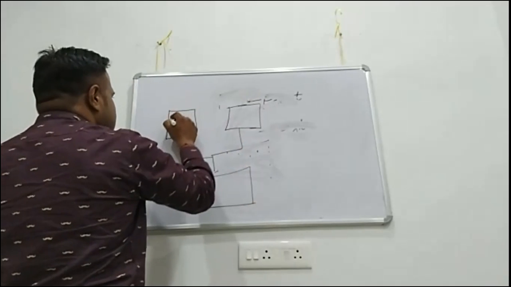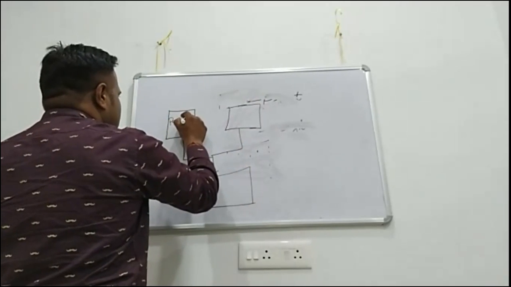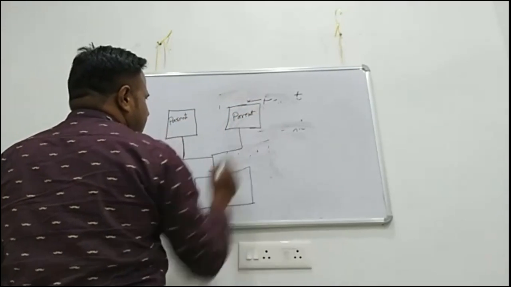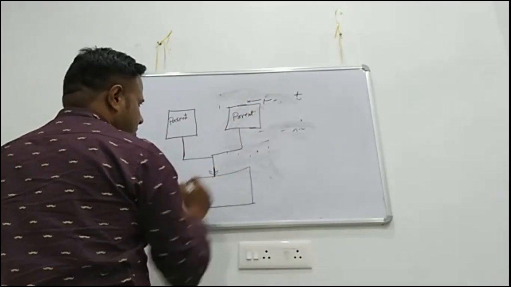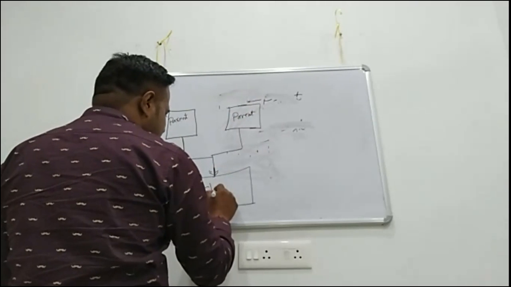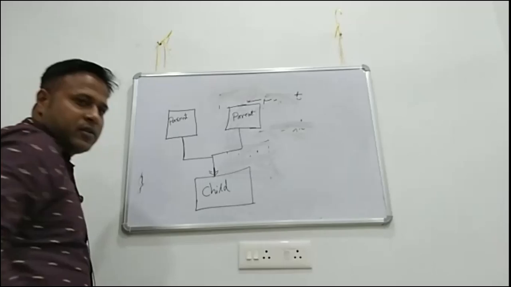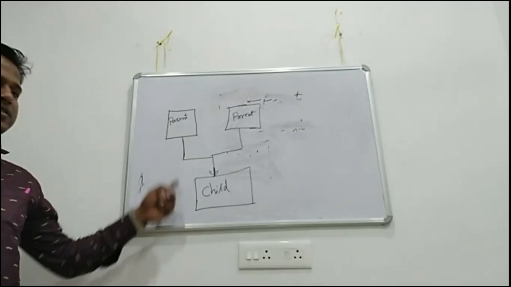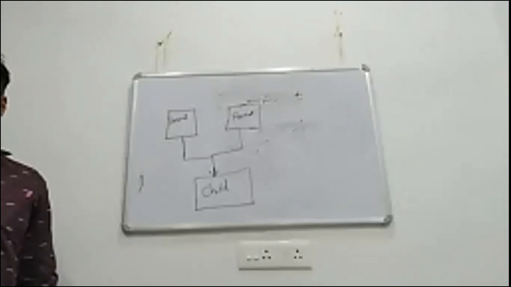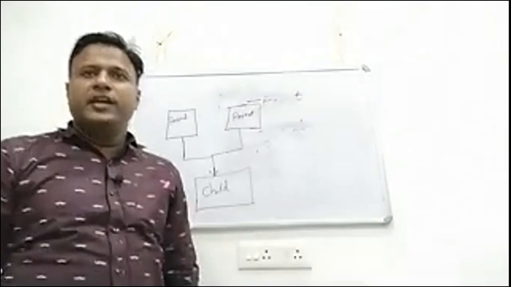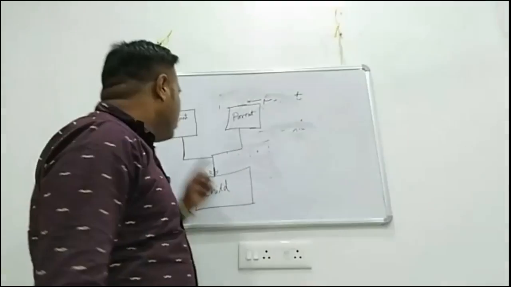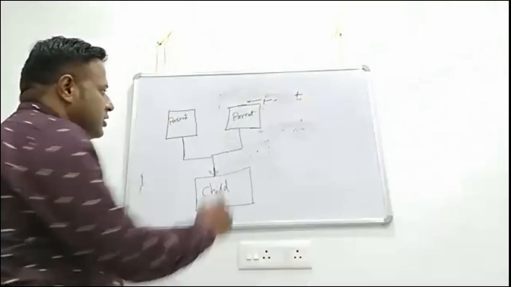So here it is called one parent. It is called parent. Then it is the child class. So here one child class derives its set of attributes from more than one parent class. Then it is called multiple inheritance, where one child class derives its set of attributes from more than one parent class.